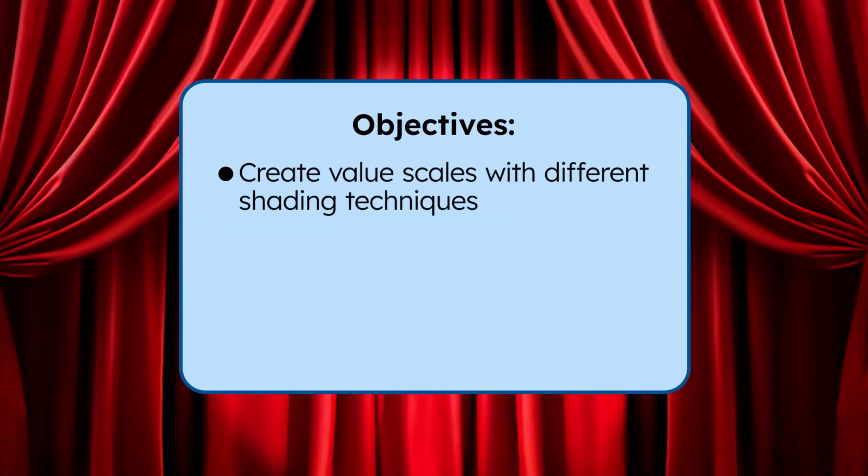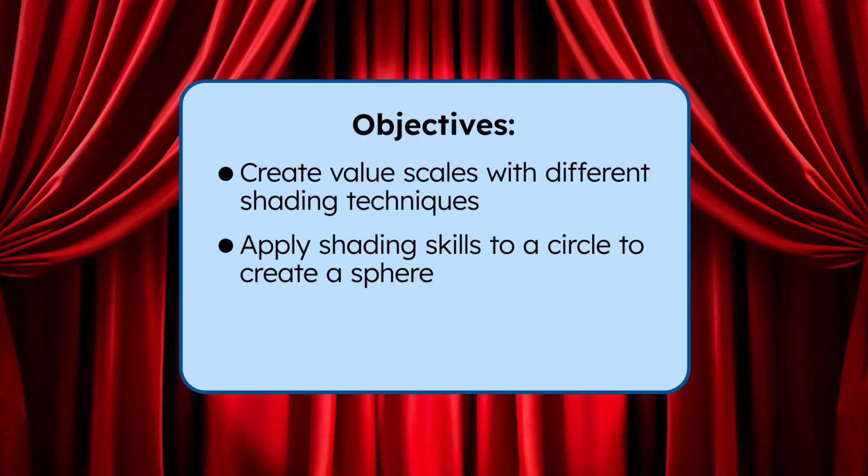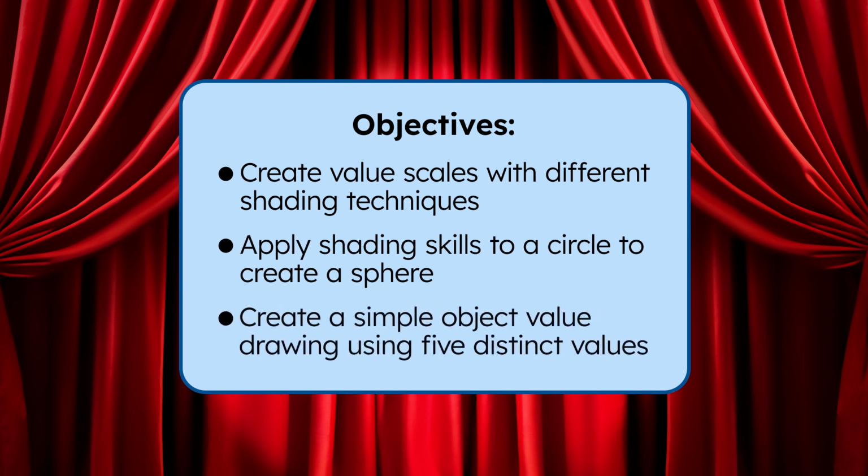First, you'll create value scales, practicing smooth transitions from light to dark with different shading techniques. Next, you'll apply these skills to shade a circle to create a sphere. And finally, you'll put your shading skills to the test by creating a simple object value drawing using 5 distinct values.